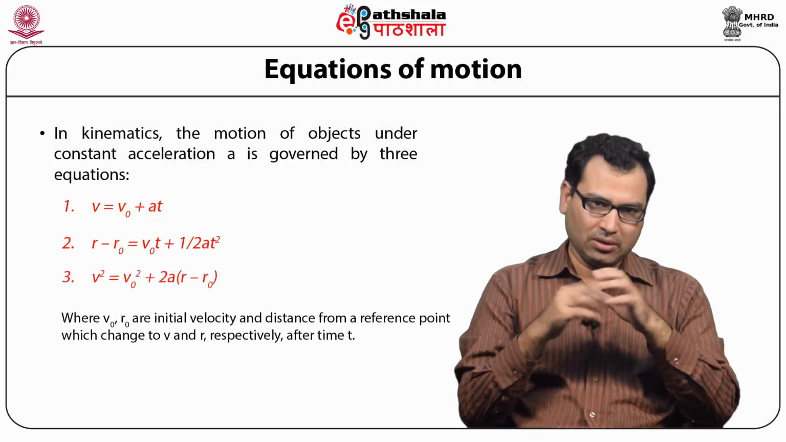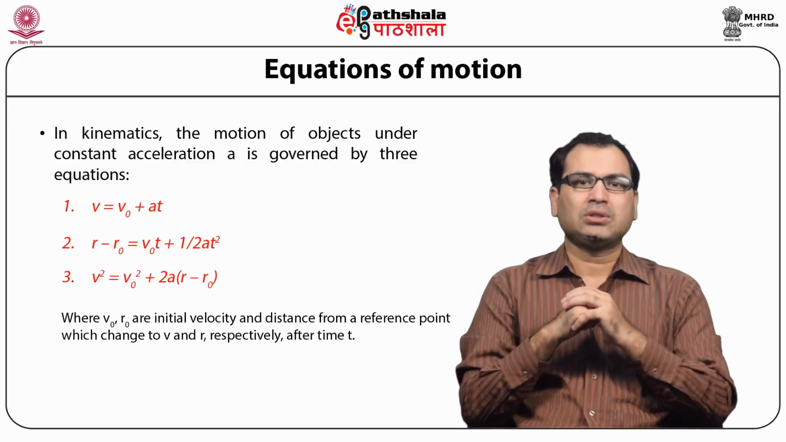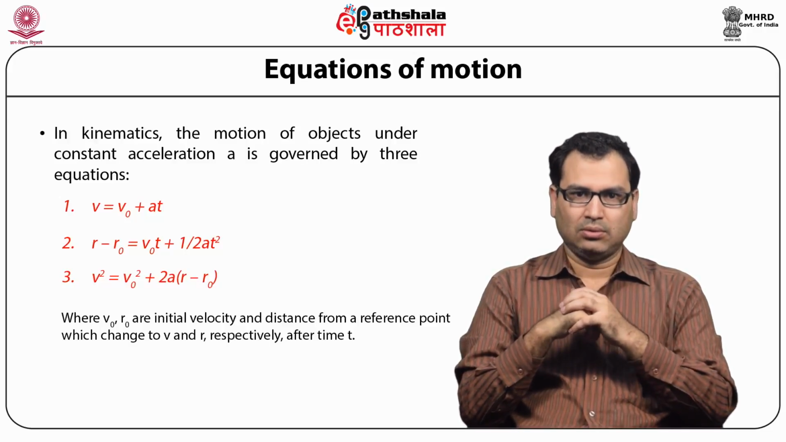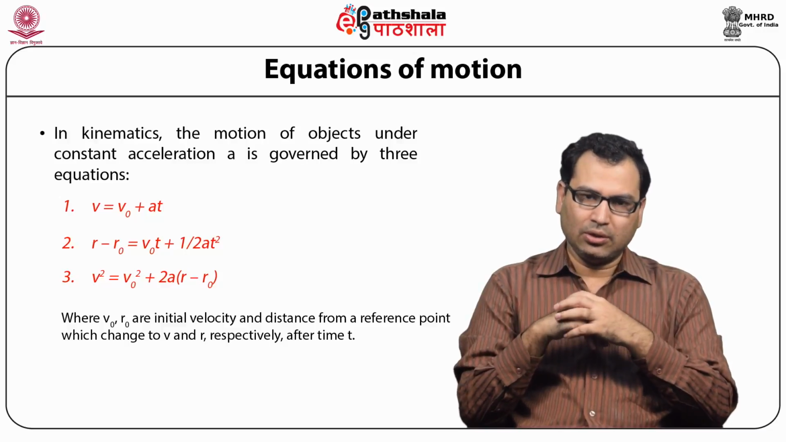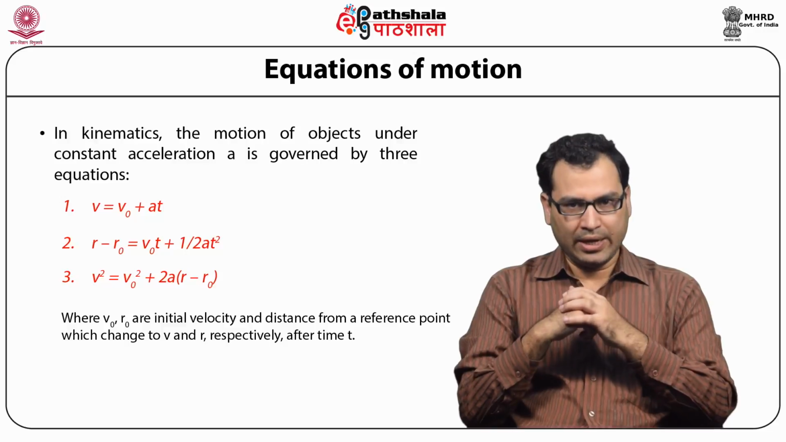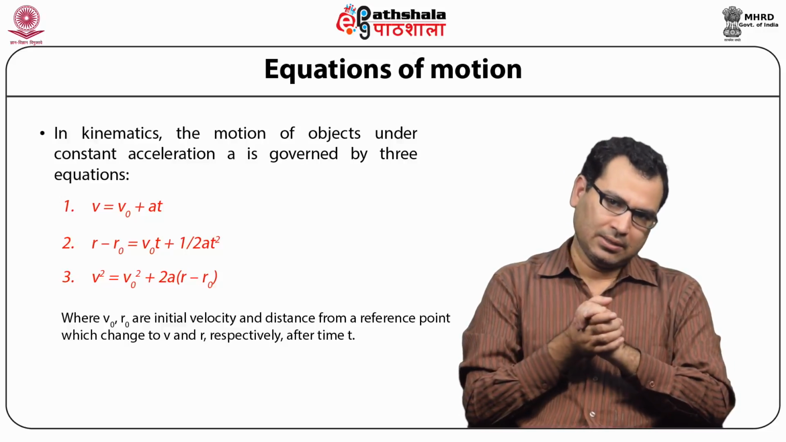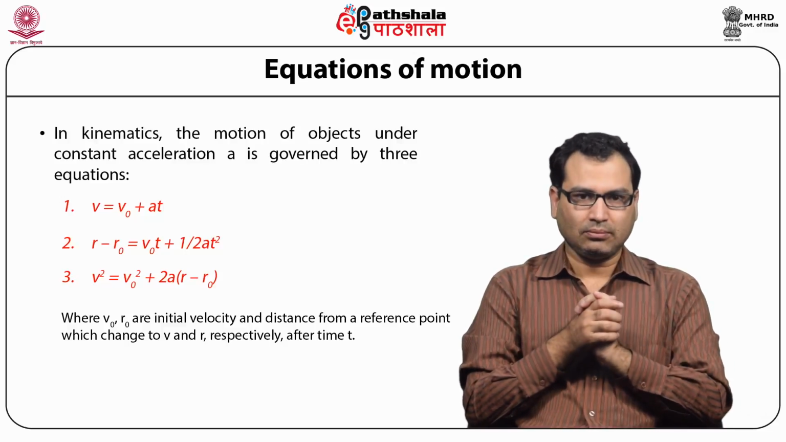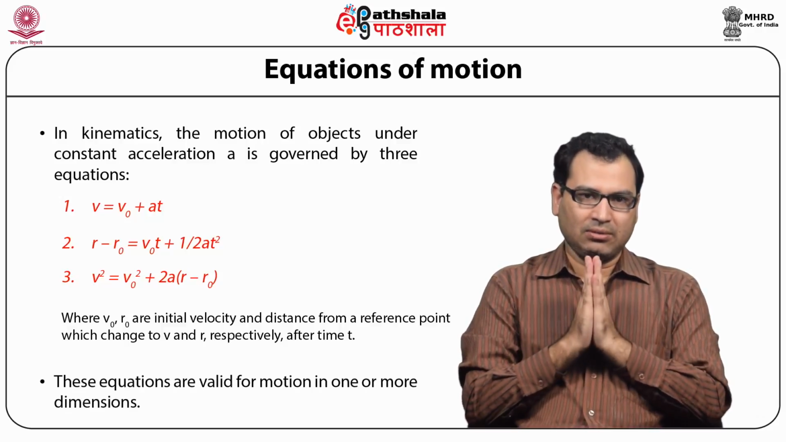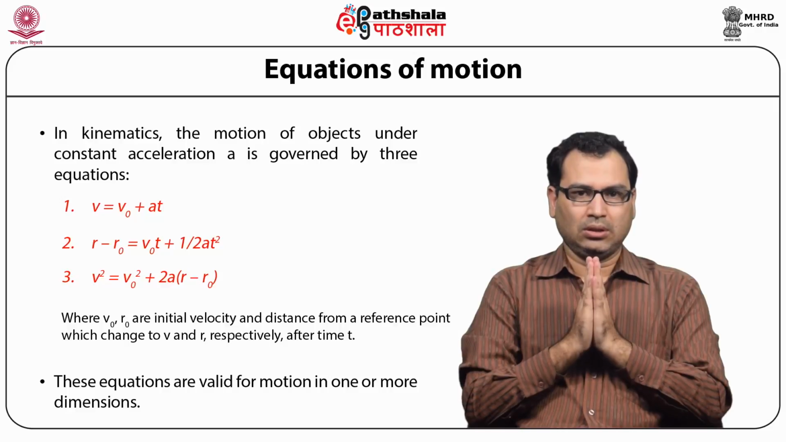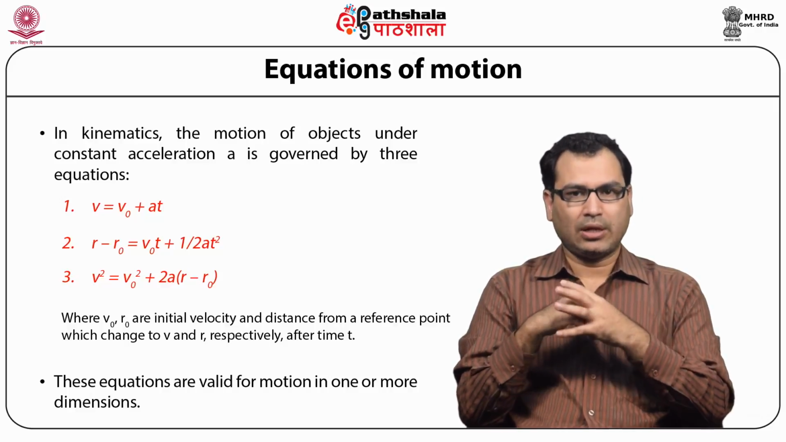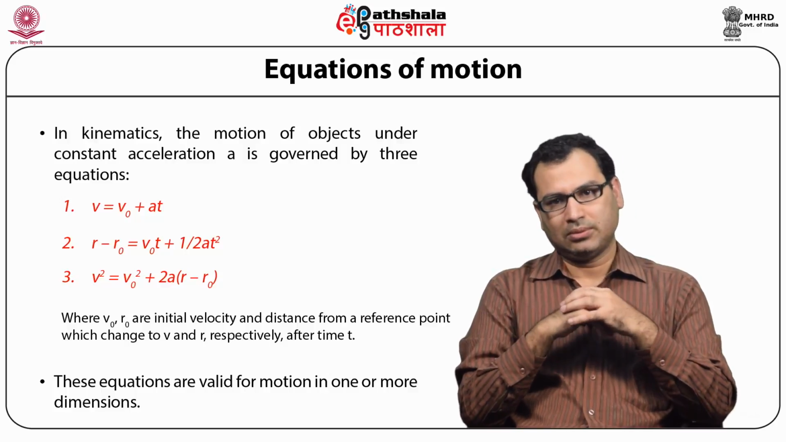And the third equation is v square equals v naught square plus 2a times (r minus r naught). So here you can calculate v if given v naught, a and r. These equations are valid for any dimensional problem. These are valid for one dimensional problem or two dimensional problem or three dimensional problem.